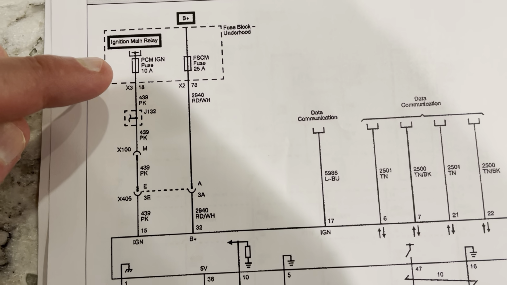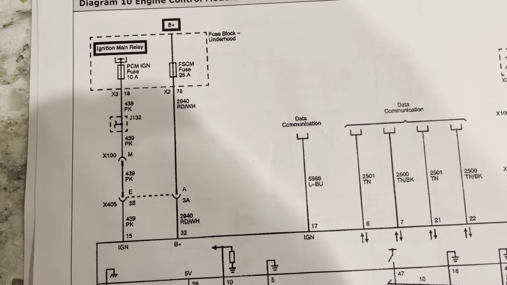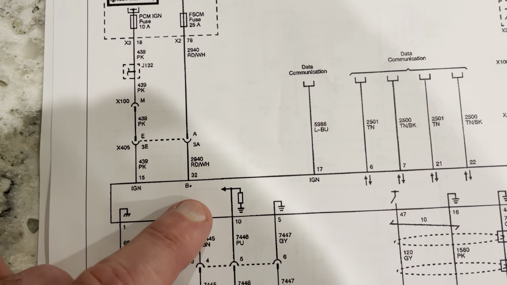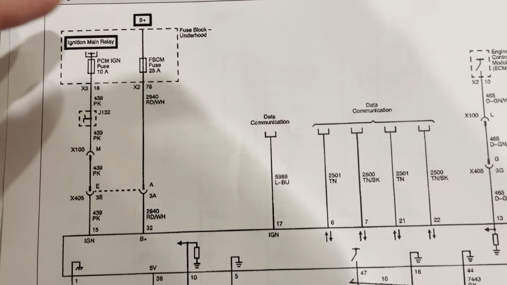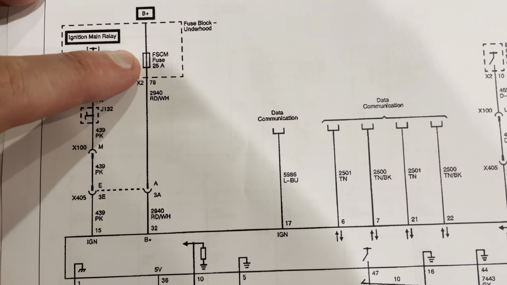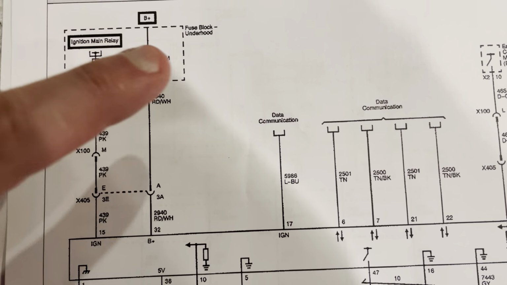It's a 10 amp fuse, the PCM ignition fuse in the underhood fuse block. All right, and then there's also battery voltage. So it's constant battery voltage even with the ignition turned off. This comes from the FSCM 25 amp fuse in the underhood fuse box.